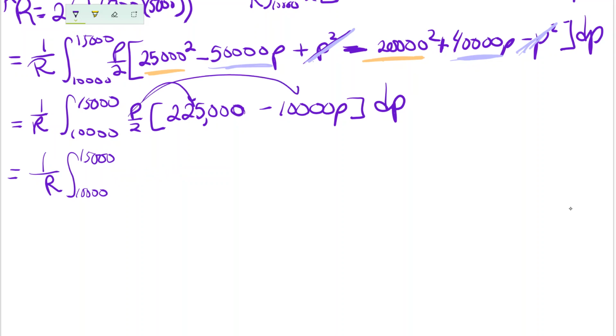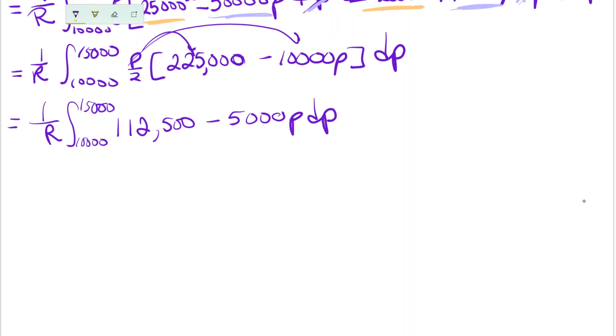I'm going to distribute now. So I don't know what that divided by 2 is. Hopefully it's nice. 2, 2, 5, 1, 2, 3 divided by 2. Oh, that's cute. Why am I calling numbers cute? 112,500 minus 5,000. Cute. And then p squared. Perfect. Let's go ahead and integrate.